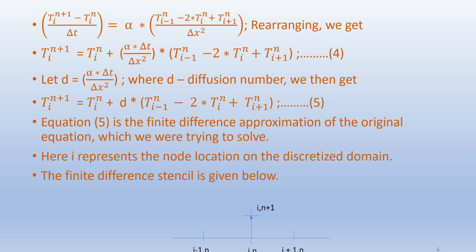Equation 5 is the finite difference approximation of the original PDE which we are trying to solve. That is the partial differential equation. Here i represents the node location on the discretized domain and n represents the time step. The finite difference stencil is given below.